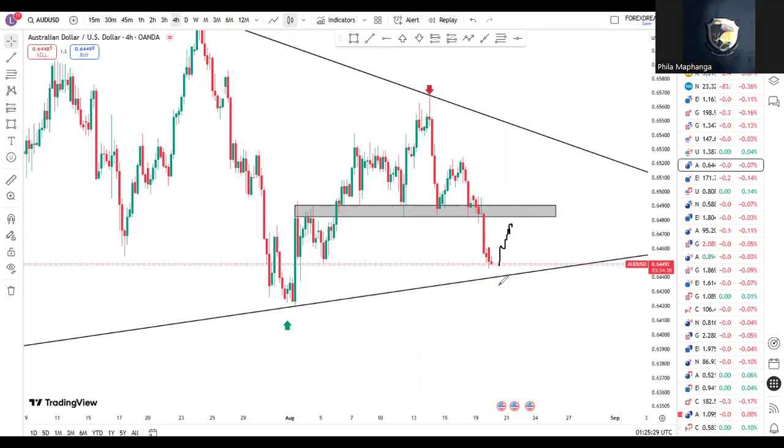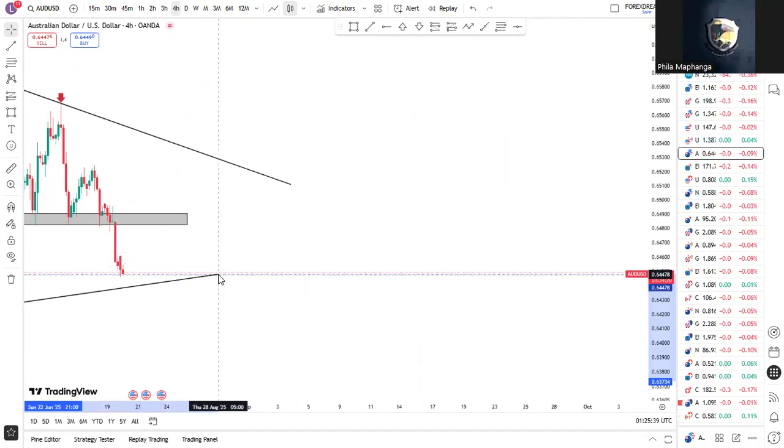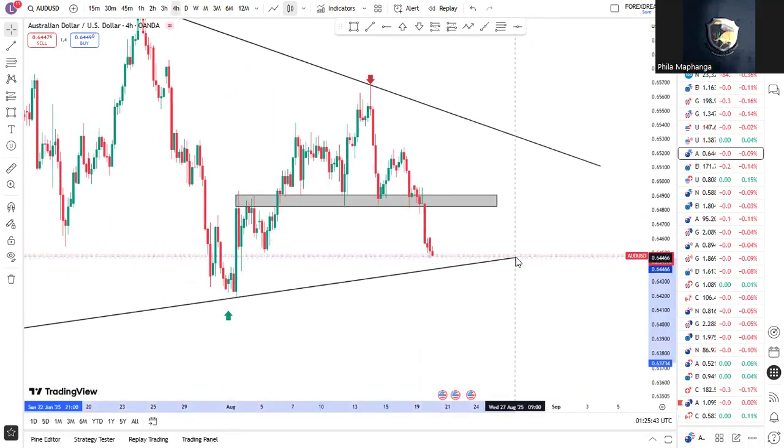For now, I know most of you will be looking for opportunities. You'd be like, oh, flip. We know that the market is going down. Since we know that the market is going down, why can't we just sell? It's not safe to sell here. Because if you sell there, where are you going to place your stop loss? Your trade is not going to make sense.